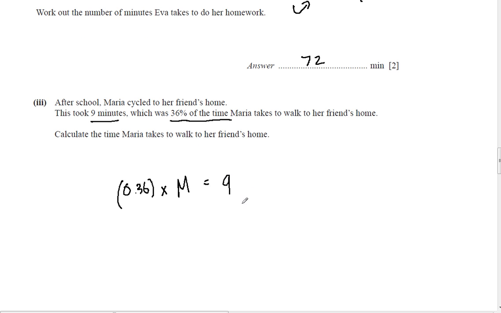Gives you 9. So, if we want to find out how much time it takes Maria to walk to her friend's home, we make M the subject, or by itself. So 0.36 times M. To get M by itself, you just divide by 0.36 on this side, because this is the same as this. So M is equal to 9 over 0.36, which gives us 25.